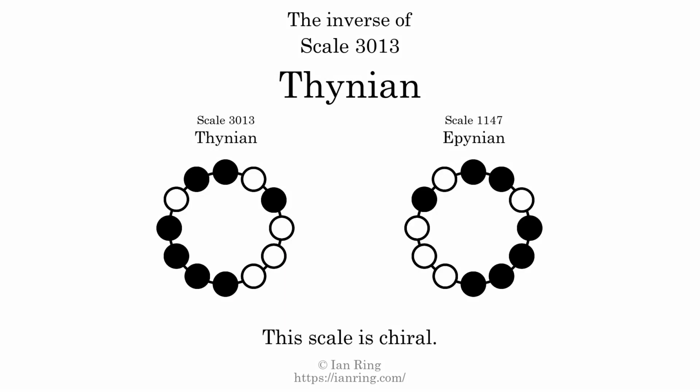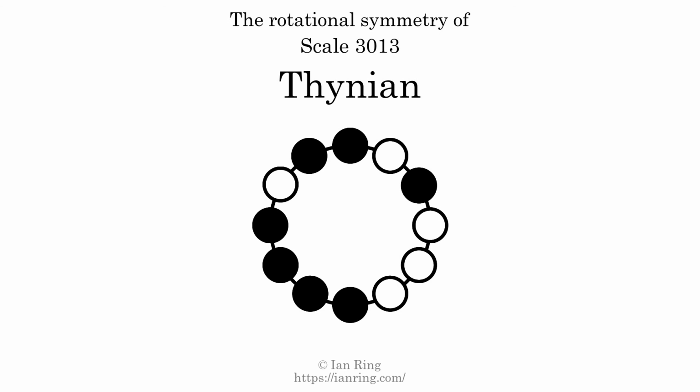The inverse of a scale is a mirror image. It is what you get when the sequence of intervals is reversed. The inverse of this scale is scale 1147, also known as opinion. This scale is chiral. It cannot transform into its inverse by rotational transformation. This scale has no rotational symmetry.